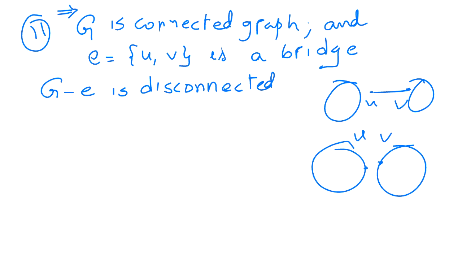Yes. So it is sort of clear, if you want to go from U to V, this is the only way you should be able to go. If there is some other way from U to V that doesn't use this edge, then this edge cannot be the bridge, because even after removing it, the graph is still connected. Am I making any sense? Yes. So G minus E is disconnected, with U and V in different components.